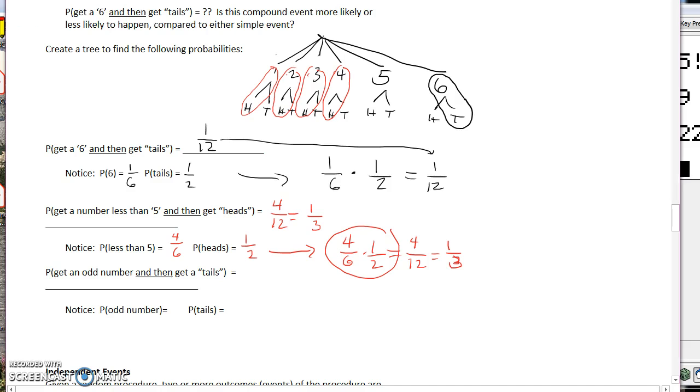Okay, so hopefully we've got this figured out. The probability of getting an odd number, how many odd numbers are there? Well, there's a 1, 3, and a 5. So the probability of getting an odd number is 3 out of 6.